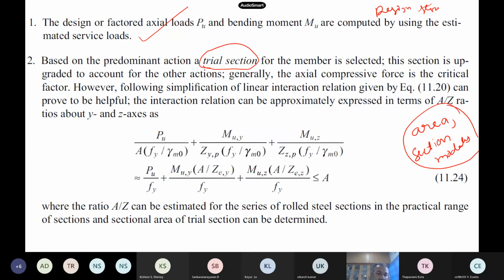Generally, as a thumb rule, you can select something and check it. There are also some guidelines. This is not required, but if you want, you can use the interaction equation, and from the steel tables you estimate something like A by Z, and then see whichever satisfies and take that as the trial section. Even without that, you can select some section and recalculate, and you can go back and do it in an iterative fashion.